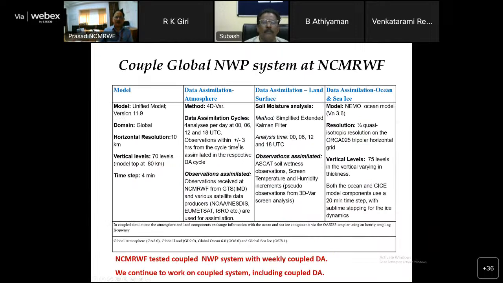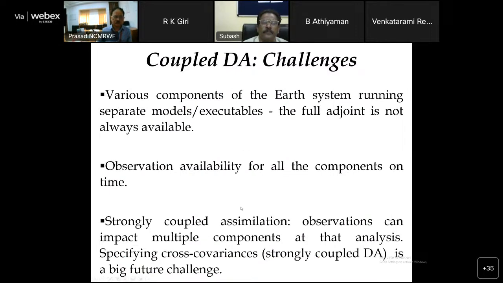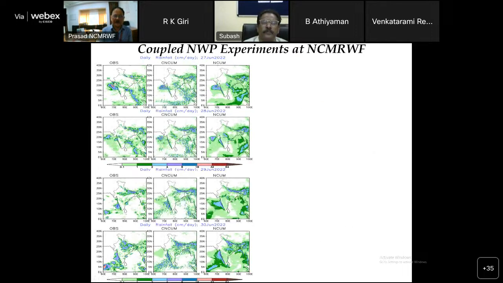At NCMWF, a weakly coupled data assimilation system has been tested using Unified Model 11.9 at 10 kilometer resolution, with soil moisture. A land data assimilation system is also in place using the SCAD soil moisture data, and the NEMO ocean model and the Gaussian model are also in place. With this, the coupled data assimilation has been implemented at NCMWF.